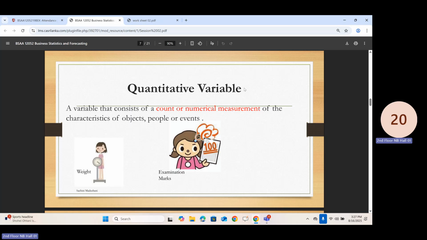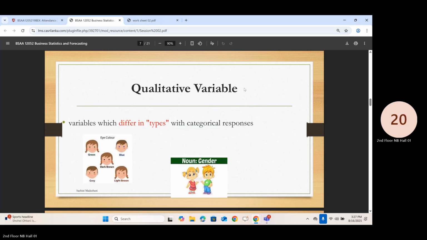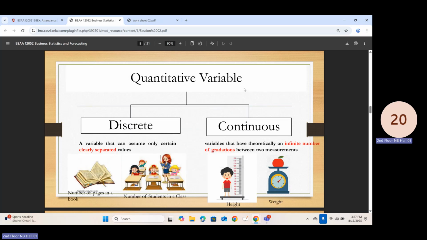The other thing is, a quantitative variable can be measured numerically. We can express it using numbers. Based on the numerical value, we can divide it into another two categories: discrete and continuous. Then we take an example: the number of students in intake 19B exemption. It is also a variable.